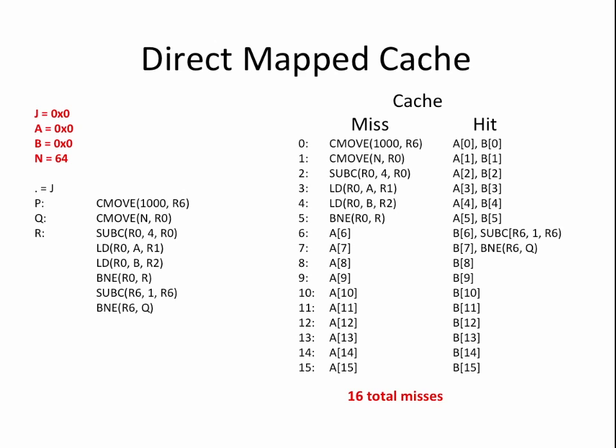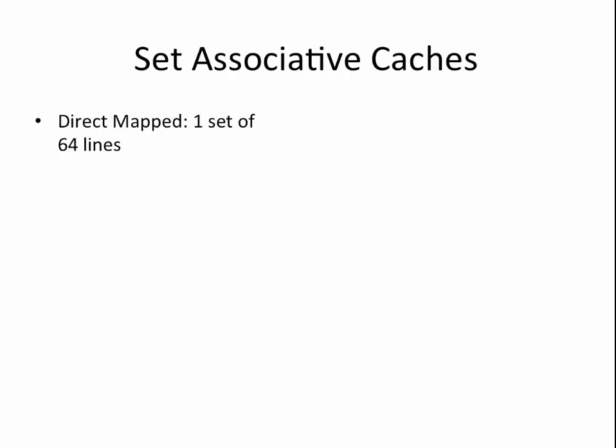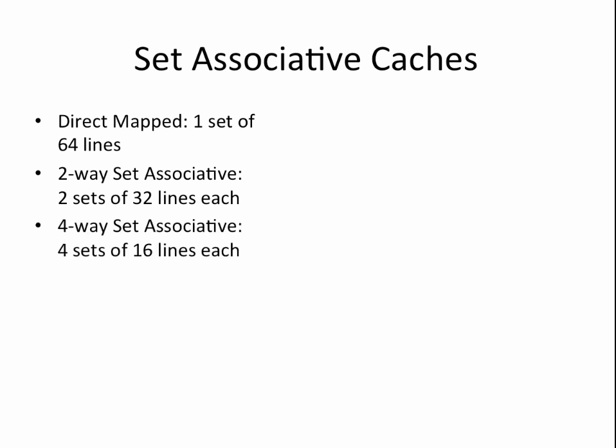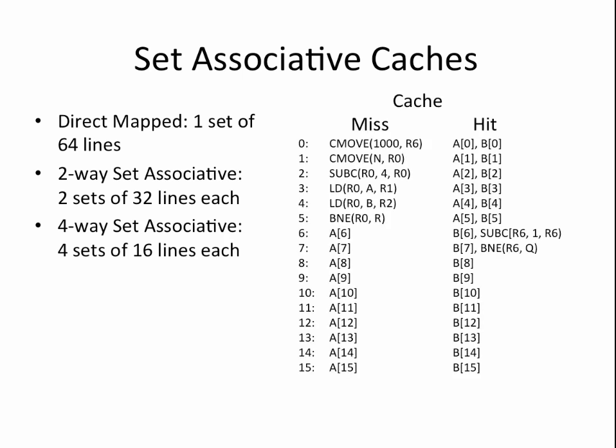These are known as compulsory misses, which are misses that occur when you are first loading the data into your cache. Recall that the direct mapped cache has one set of 64 lines in the cache. The two-way set associative has 2 sets of 32 lines each. And the four-way set associative has 4 sets of 16 lines each. Since only 16 lines are required to fit all the instructions and data associated with this benchmark, this means that effectively only one set will be used in the set associative caches.